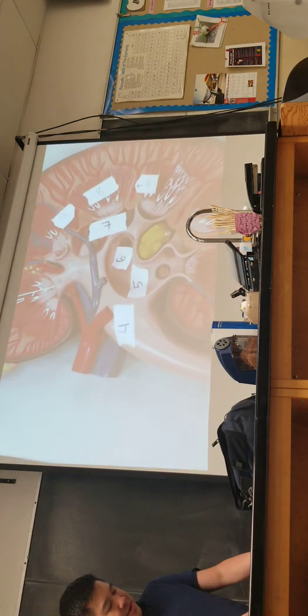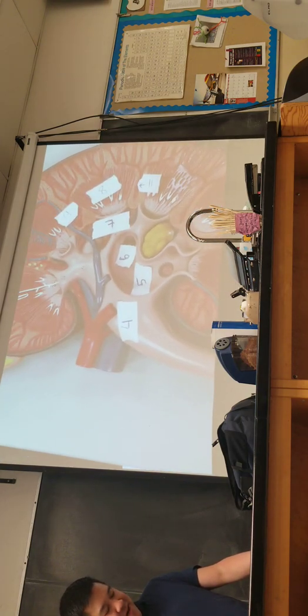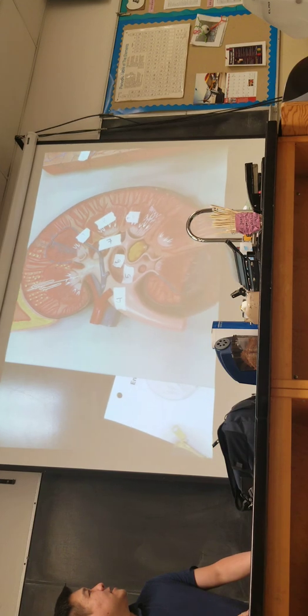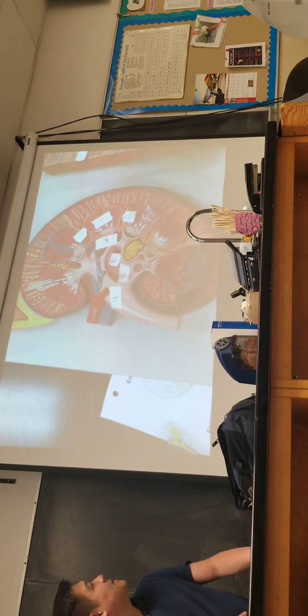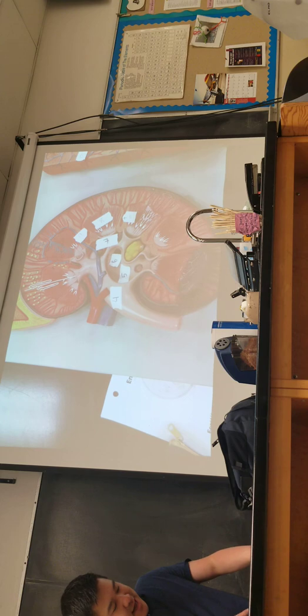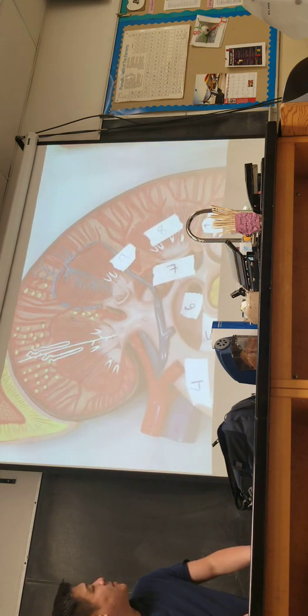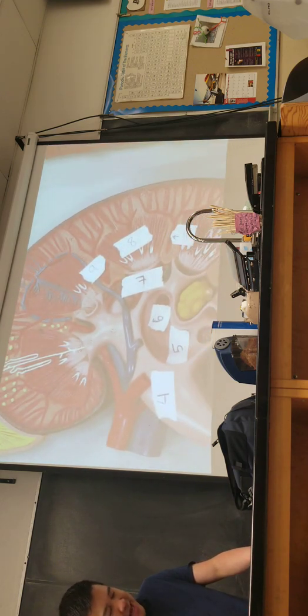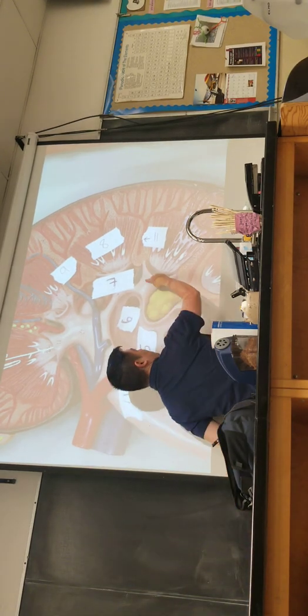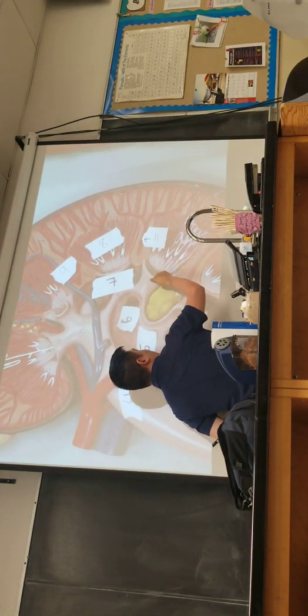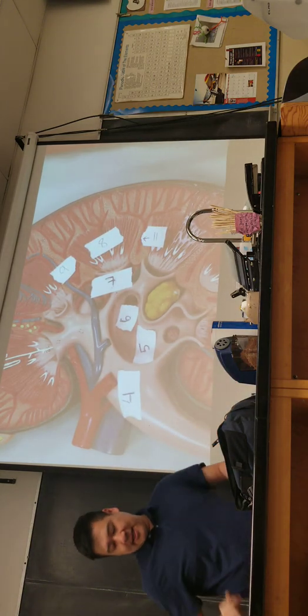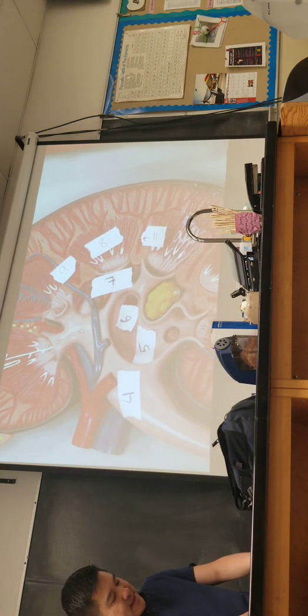Okay, what about number 5? Is that the pelvis? Pelvis. Okay, what about number 9? That's the column. Number 8, pyramid. Number 7, renal papilla. Or this thing, the minor calyx. The minor calyx gets urine directly from the renal papilla.